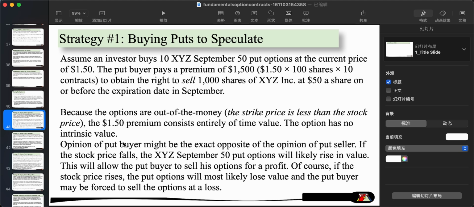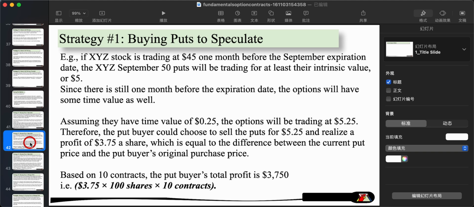The 1.50 premium consists entirely of time value. The option has no intrinsic value. The opinion of the put buyer might be the exact opposite of the opinion of the put seller. If the stock price falls, the XYZ September 50 put options will likely rise in value. This will allow the put buyer to sell his options for a profit. Of course, if the stock price rises, the put options will most likely lose value, and the put buyer may be forced to sell the options at a loss.